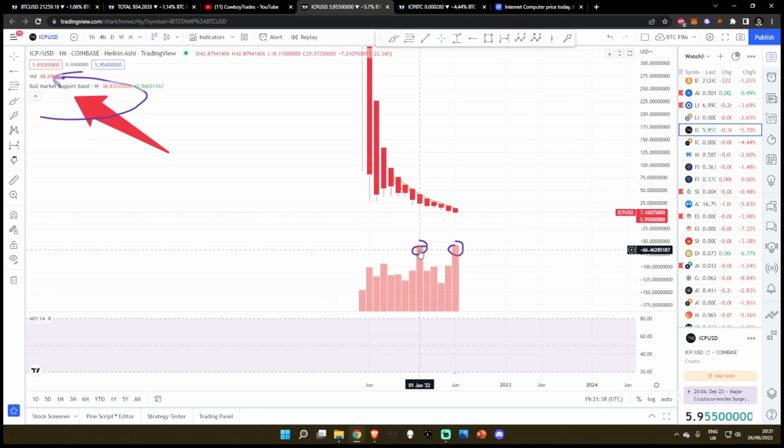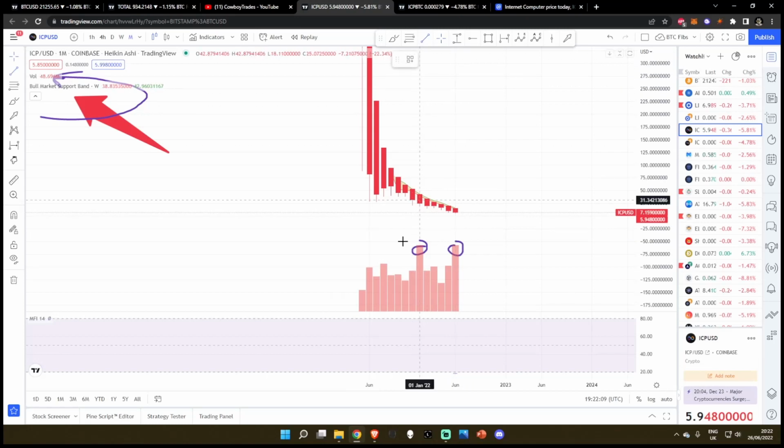Now, this is in correlation to the cryptocurrency, not in terms of the US dollar valuation. So, for example, up here in the top left, you can see 48.69 million. This doesn't mean $48.69 million. This means 48.69 million ICP was sold. Now, keep that in mind, 48.69. We move over to this monthly candle. What do we have? 48.79. We have a new all-time high in terms of bearish momentum.